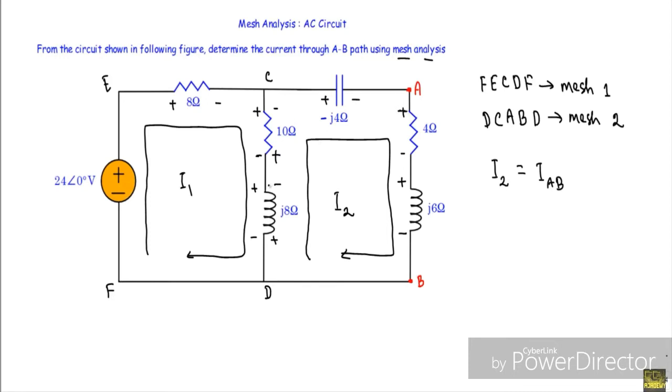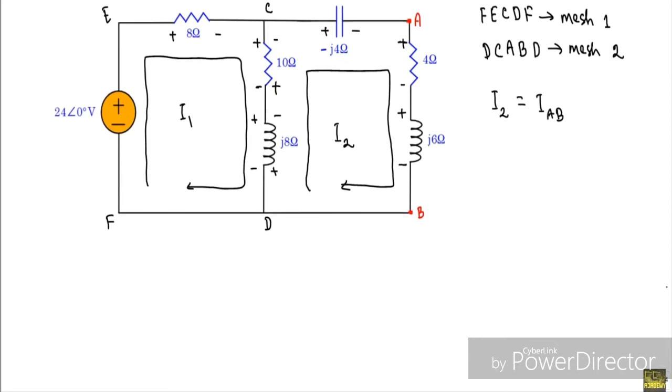After assigning the polarity, we will apply Kirchhoff's voltage law in each of the mesh in phasor form. You have to remember that the current I1 and I2 are phasor quantities. In some books you may see the current I1 and I2 in bold case, or there could be a vector sign on top of I1 and I2. So here I will apply Kirchhoff's voltage law in mesh 1 and mesh 2 separately.